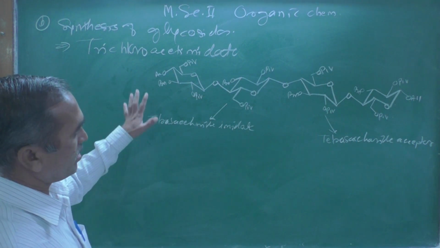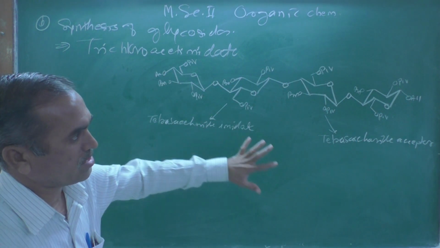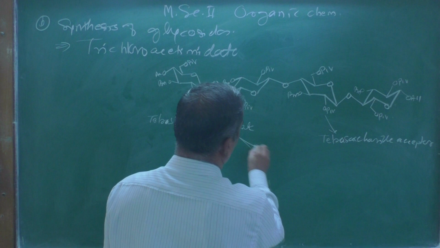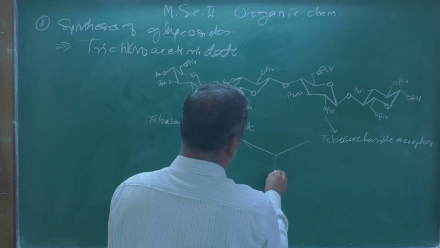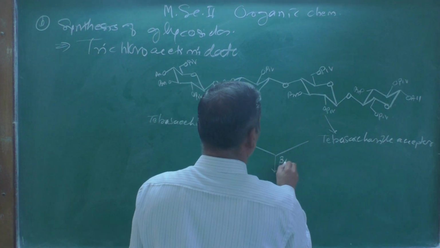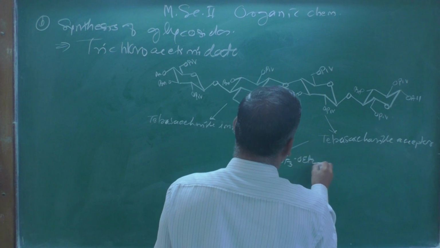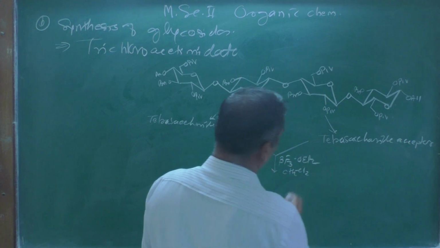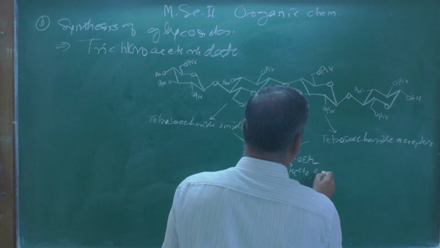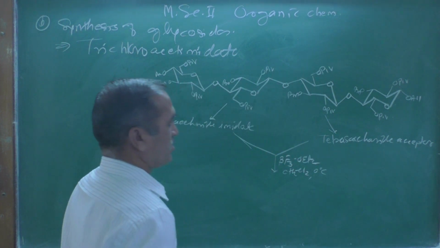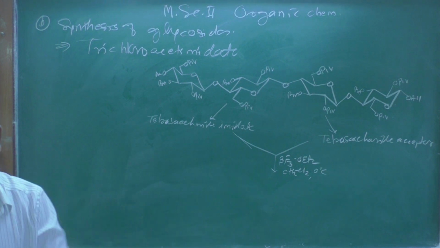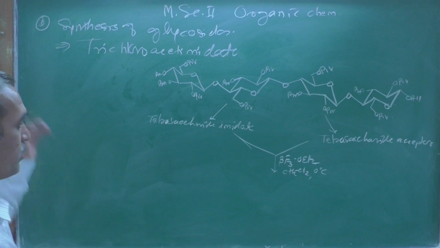When this tetrasaccharide intermediate as a donor and tetrasaccharide one as an acceptor come together, they come together in the presence of BF3 etherate, in CH2Cl2, that is dichloromethane, at 0 degree centigrade. The temperature is kept at 0 degree centigrade, and here is the molecule you are going to get.